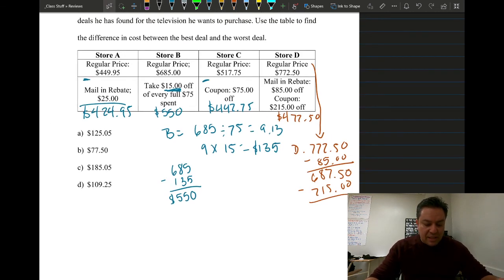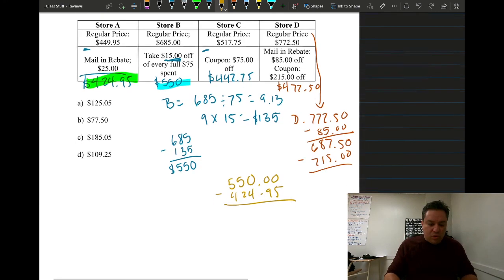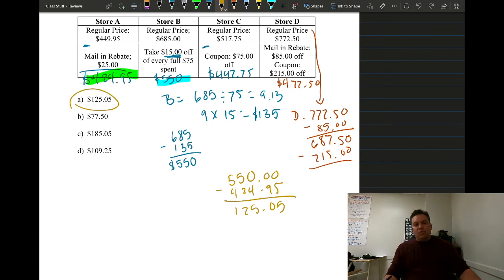Now it says, find the difference between the best deal and the worst deal. So what's my best deal in this one? It's going to be store A. And the worst deal is going to be store B. Find the difference literally means to subtract. So 550 minus 424.95 you get $125.05, which is A. That's what they're asking for.